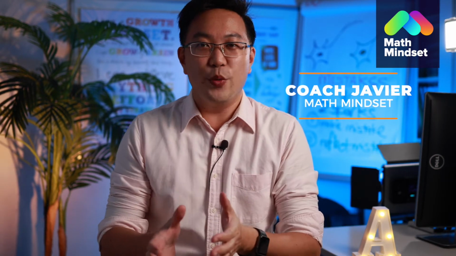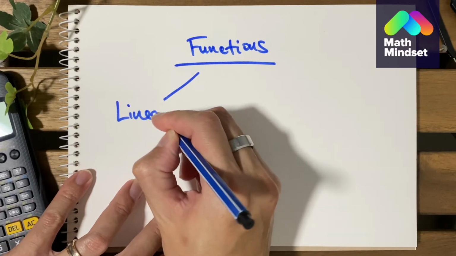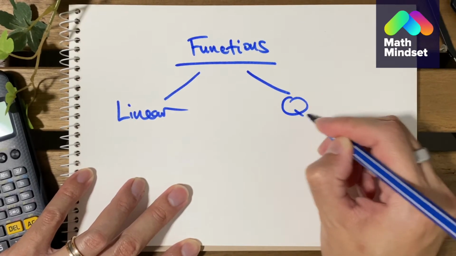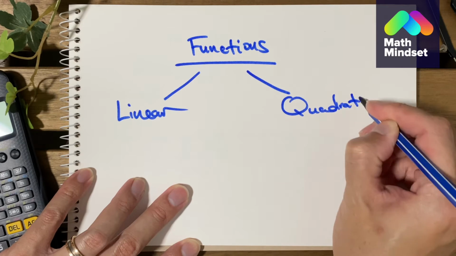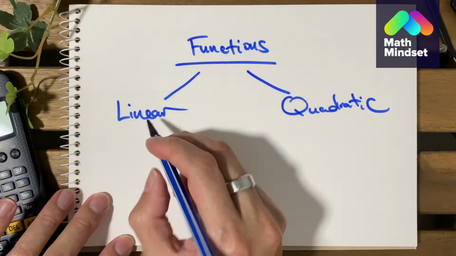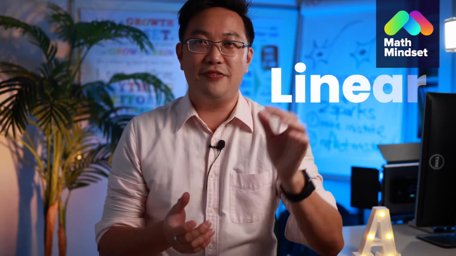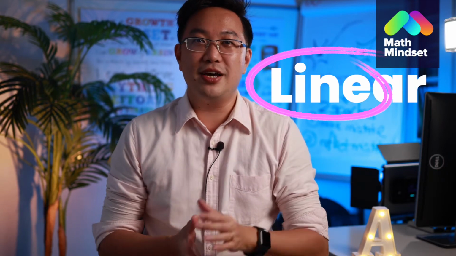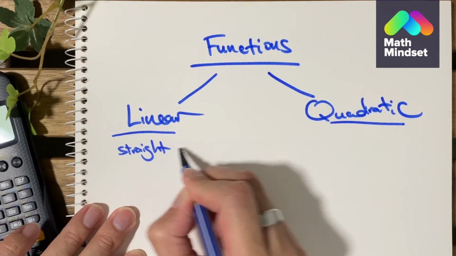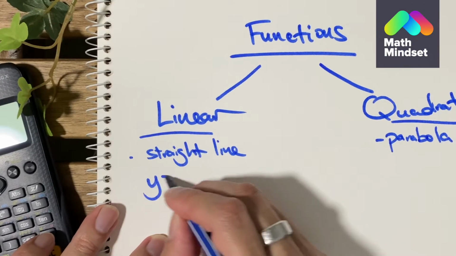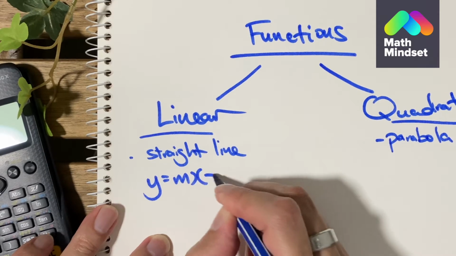To keep it simple, in our O-level syllabus, we only learn two main types of functions. The first is linear functions. The second is quadratic functions. Now, if you look at the word linear, L-I-N-E-A-R, the first four letters of the word tells you it's a line. Linear graphs are going to be straight line graphs, and they will have the equation in the form of y = mx + c.